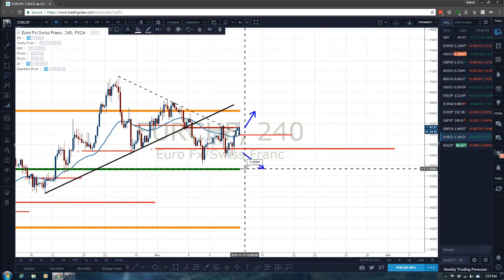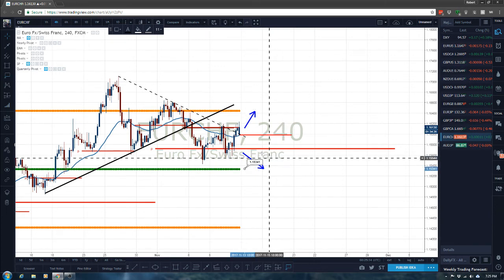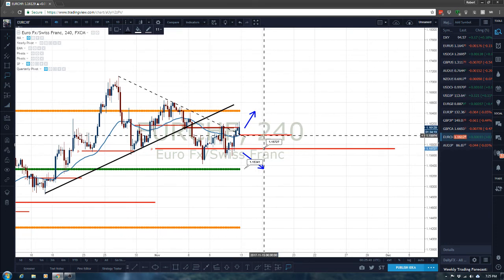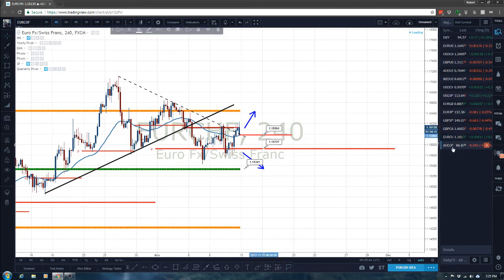which is currently at 1.1535. Monthly pivot is currently at 1.1572, and the weekly pivot is at 1.1598.